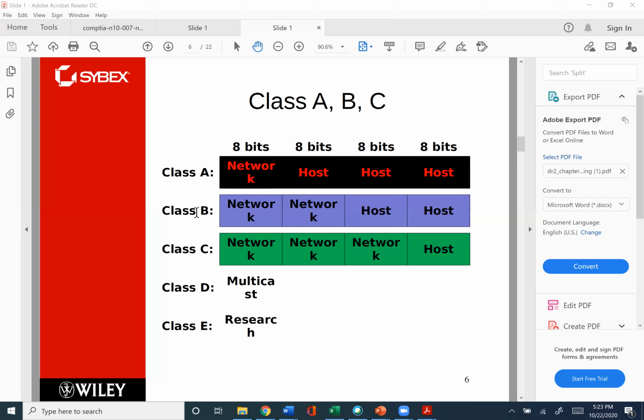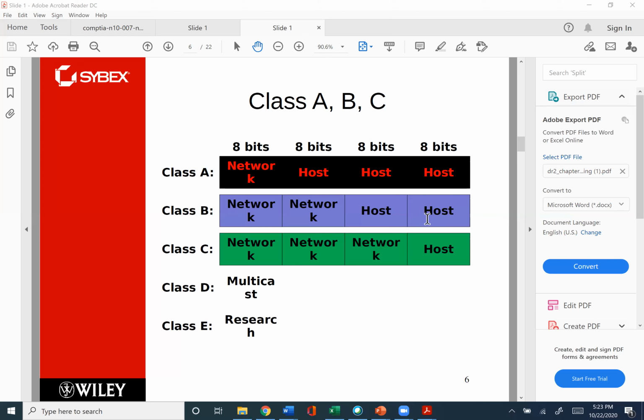For class B it's different. Class B is kind of like half and half. We have 2 to the power 16 for network and 2 to the power 16 for hosts. Every network I select from class B will have 2 to the power 16 hosts. So think of how many hosts you will be able to have.